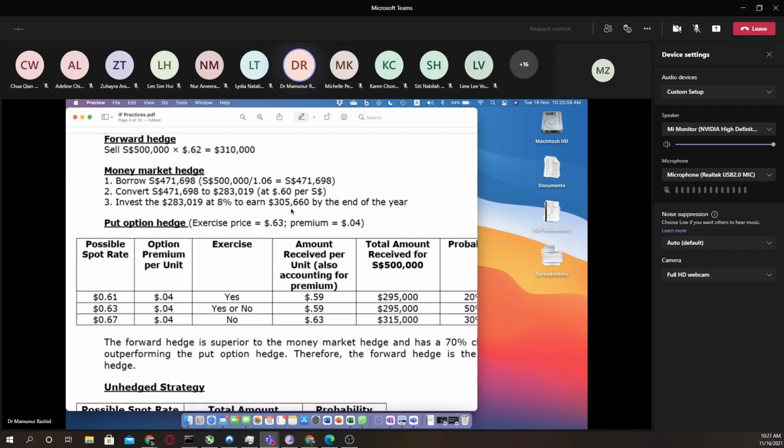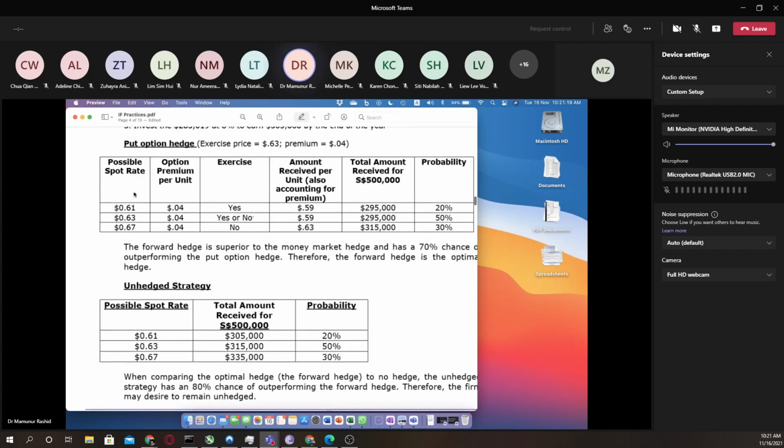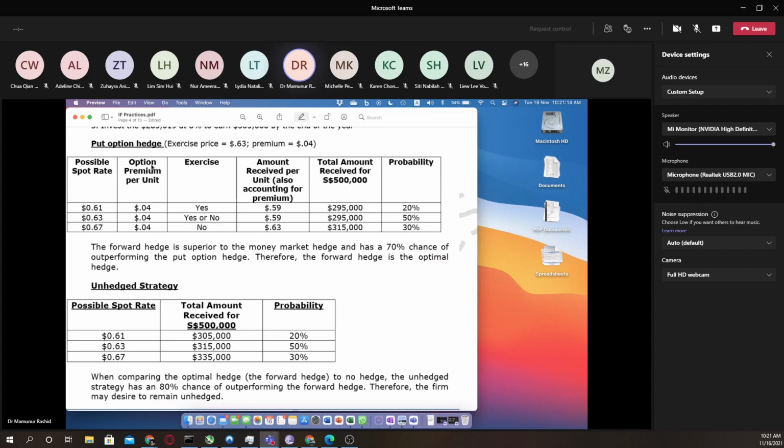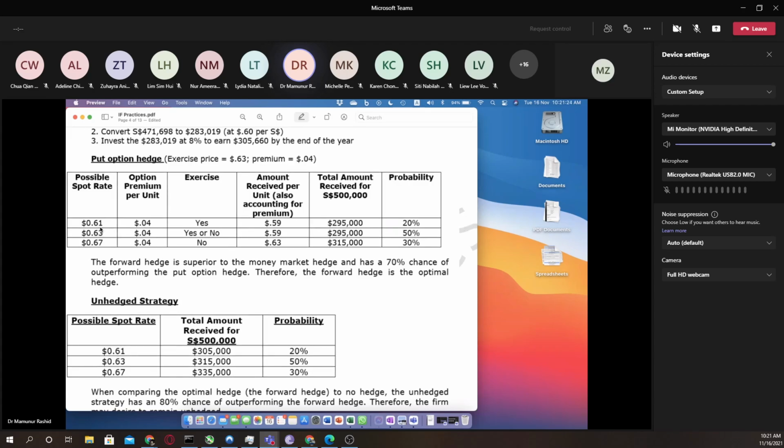Put option for receivable, call option is for payable. So put option hedge, exercise price 0.63 and premium of 0.04. The possible spot rate is 0.616367. Option premium is 0.04 each. Now you need to decide whether you exercise or not. In the case of receivable, you will deduct it. So 0.61 minus 0.04, and you also have an exercise price. The exercise price is 0.63, so 0.63 minus 0.04.